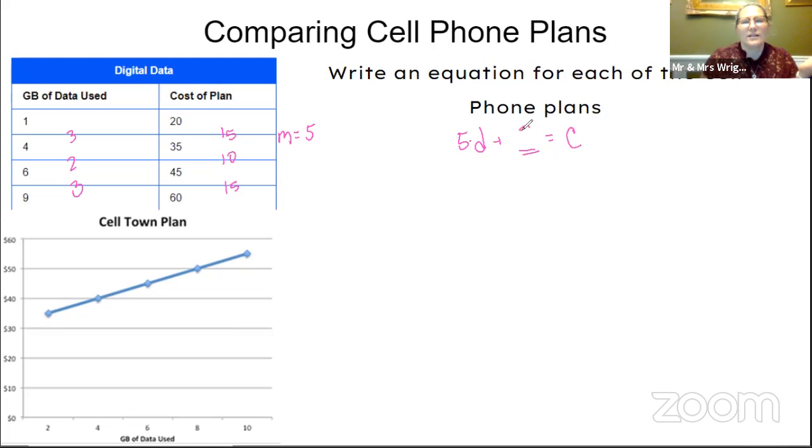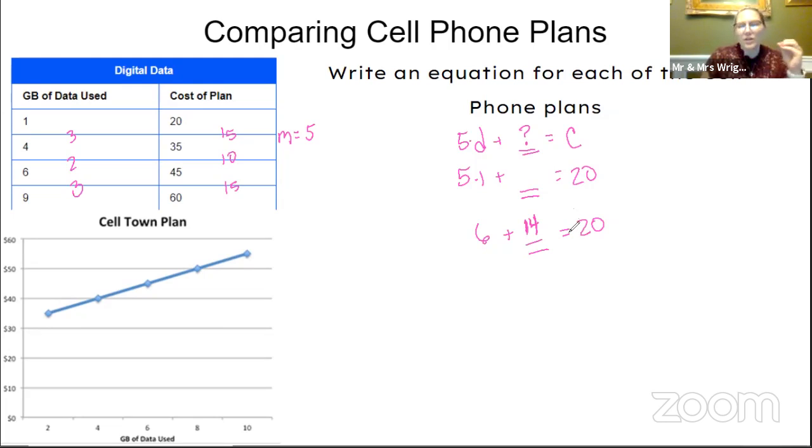And my data I used was 1. So 5 times 1 plus what equals 20. If I plug in some information that I have, I can find the information that I'm looking for. Okay, so 5 times 1 is 5. 5 plus what is going to equal my cost of my plan, my $20? Well, I encourage you always to use your calculators, even on simple problems. 20 minus 5 is 15. So the initial cost for this cell phone plan is going to be $15.